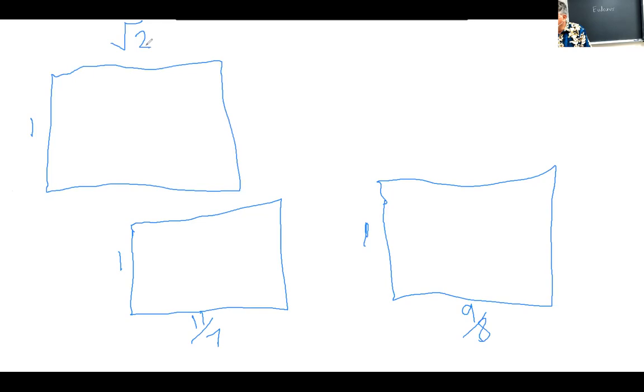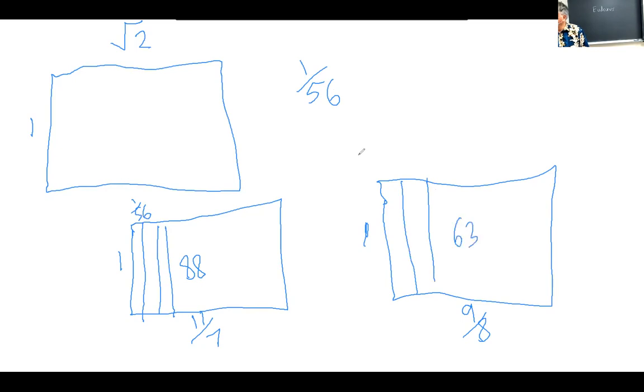Let's say the common measure is 1/56, right? Because that's the lowest common denominator of 11/7 and 9/8. I can cut up the 11/7 side into 88 little thin rectangles, each of width 1/56. And over here, I can do 63 little rectangles, all of width 1/56.